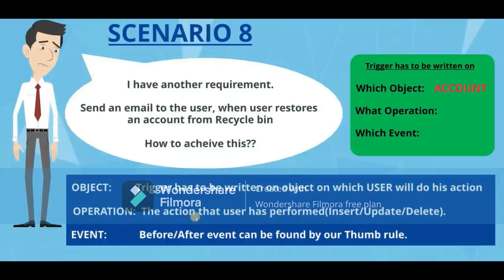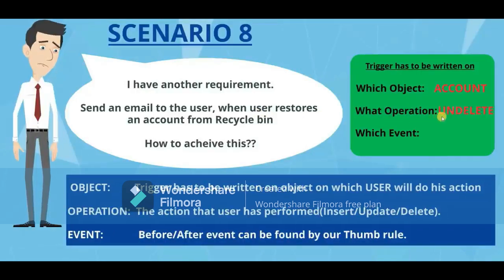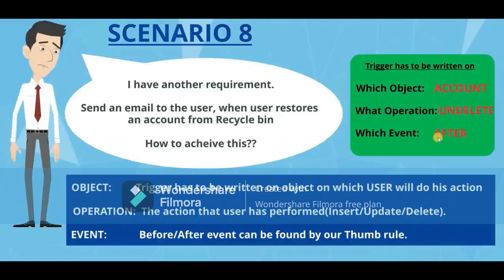Now the operation, the action that the user has performed: insert, update or delete. Neither of these actions is being performed, he is restoring it. There is one more operation called undelete, and triggers support this undelete operation. Now which event? In the undelete operation, Salesforce has only one option: after undelete. There is no before undelete. So the conclusion is we need to write a trigger on the account object for the after undelete event.